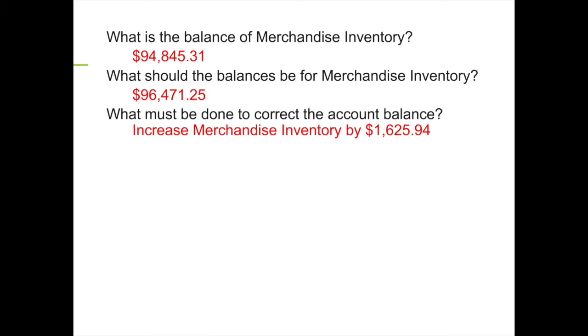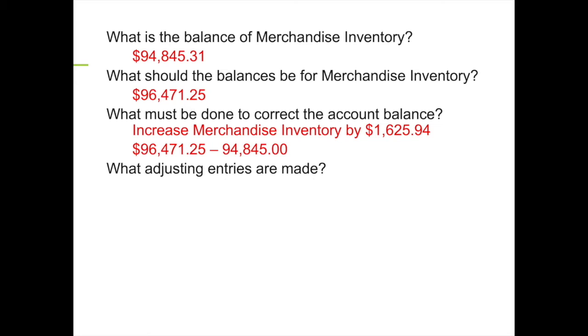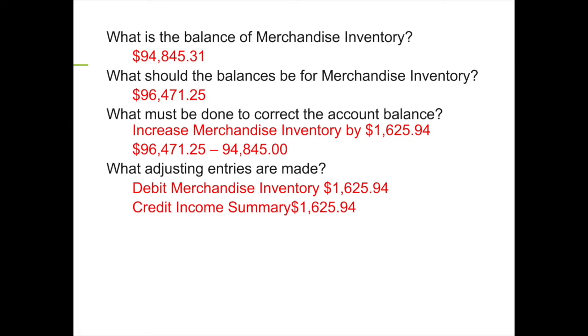Third step, what must be done to correct the account balance? We are going to increase our merchandise inventory with the difference, $1,625.94. What adjusting entries are going to be made? We're going to debit merchandise inventory. Remember, merchandise inventory is an asset. In order for it to increase, we have to debit it for the difference. And we are going to credit income summary for the same amount.